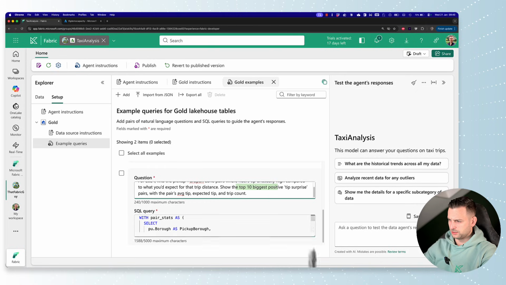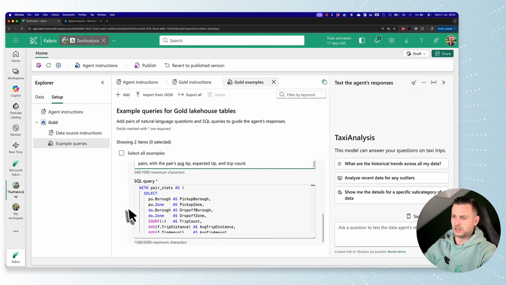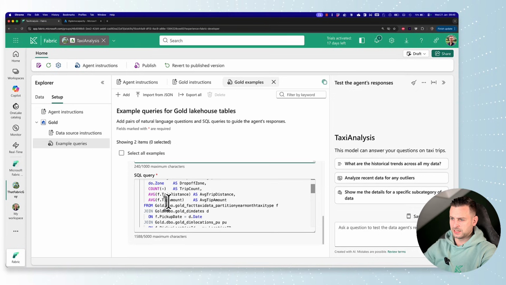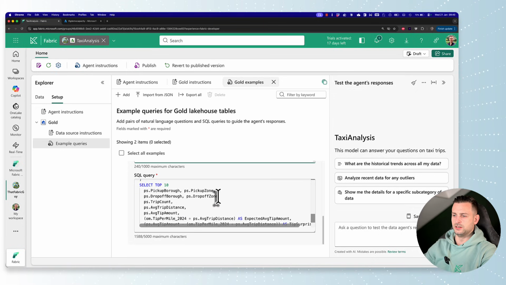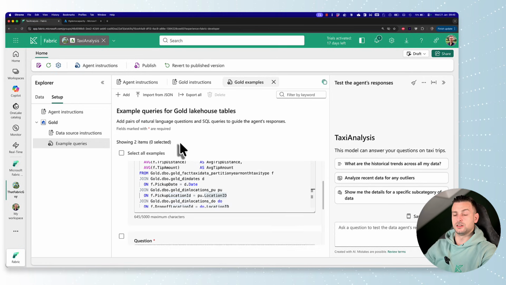This is an even more complicated SQL query. I've used the common table expression here with pair stats, with the averages, and then I'm looking where that number is unusually large. So these are queries that I've created manually. I know SQL, so I can do that. And it helps the model understand how I think and how the model is actually created.